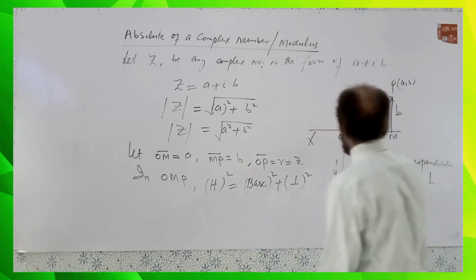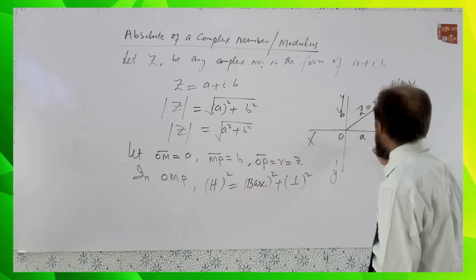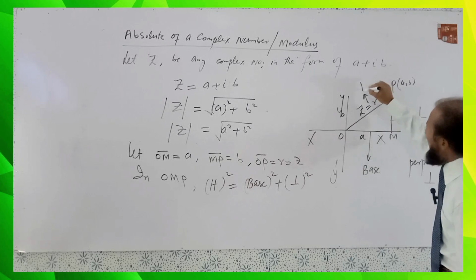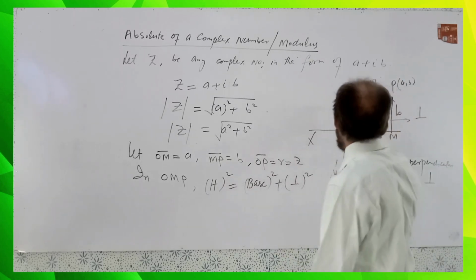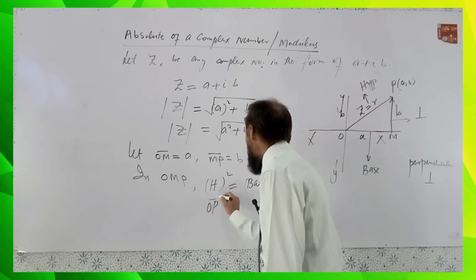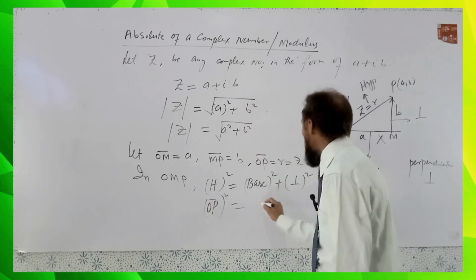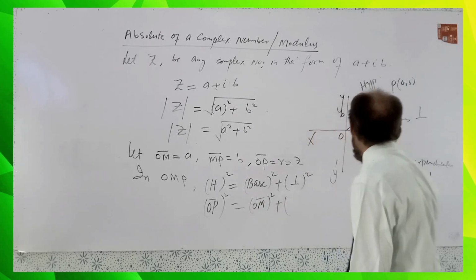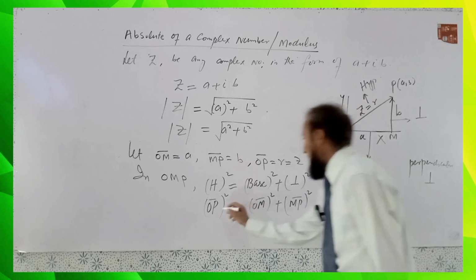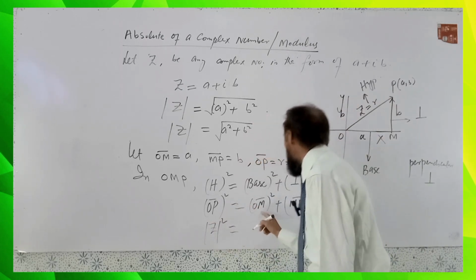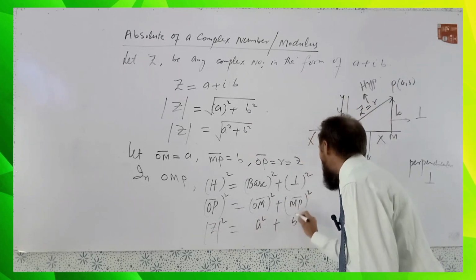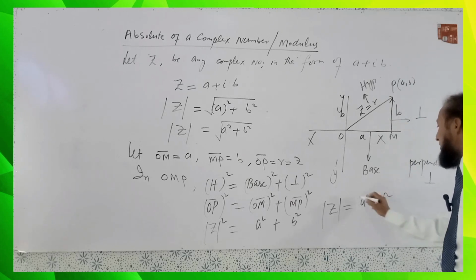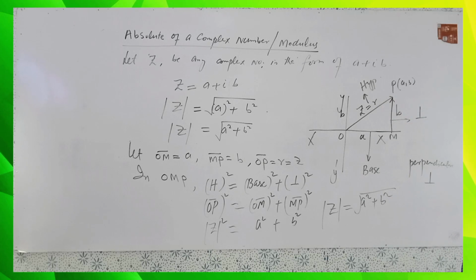Now here the hypotenuse is OP, this is called the base, and this is represented as the perpendicular. Hypotenuse is OP whole square, and base is OM whole square, plus perpendicular MP whole square. So OP, here Z square, is equal to a square plus b square. Now taking the square root on both sides of the equation, the absolute value of Z is equal to the square root of a square plus b square. This is the required proof of the absolute value of a complex number.